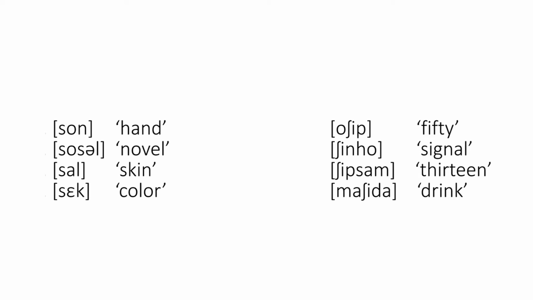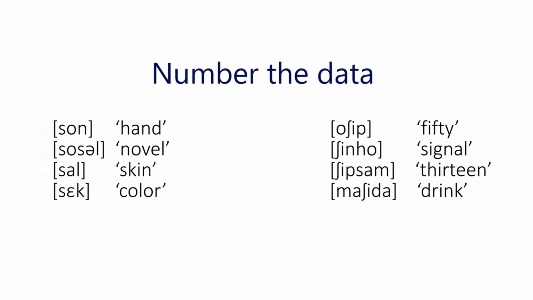I personally recommend when you have a data set like this and you want to analyze the data, you can actually do something that makes your life easier. I'm going to number the data. So I have put the numbers in gray. So now I can make clear references to those words. I can say, oh, word 1, word 2, word 3.